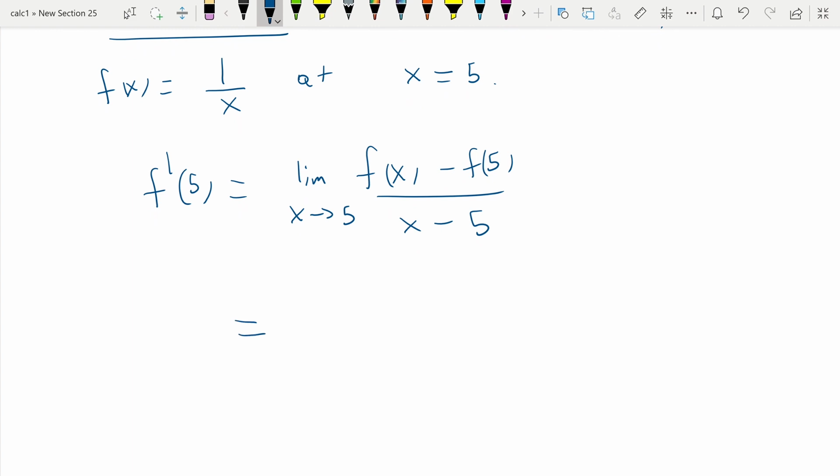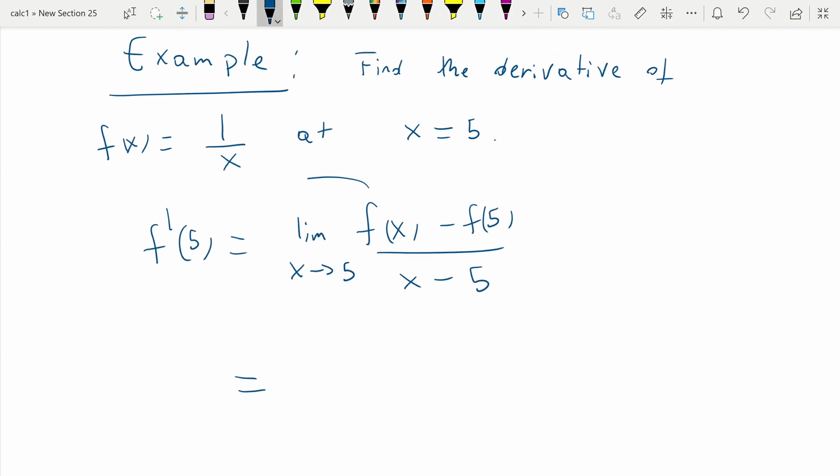What is f of x according to this rule? We have to plug in 1 over x. Right, it's 1 over x. What is f of 5? Again, we appeal to the same rule. It tells us that we need to compute 1 over what's inside of f, so 1 over 5, and then that over x minus 5.